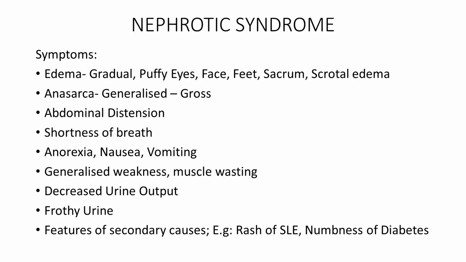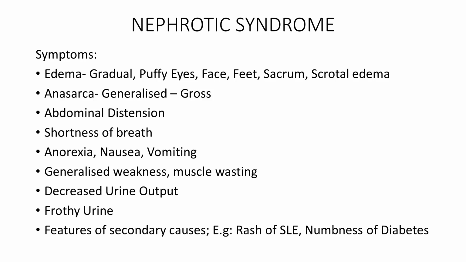Now, what are the symptoms of nephrotic syndrome? Edema, gradual puffy eyes, face, feet, sacrum, and scrotal edema can occur anywhere, in any tissue space. Anasarca is a generalized edema, gross edema all over the body. Abdominal distension because of the accumulation of fluid in the abdominal space. Shortness of breath because of pleural effusion in the pleural space.